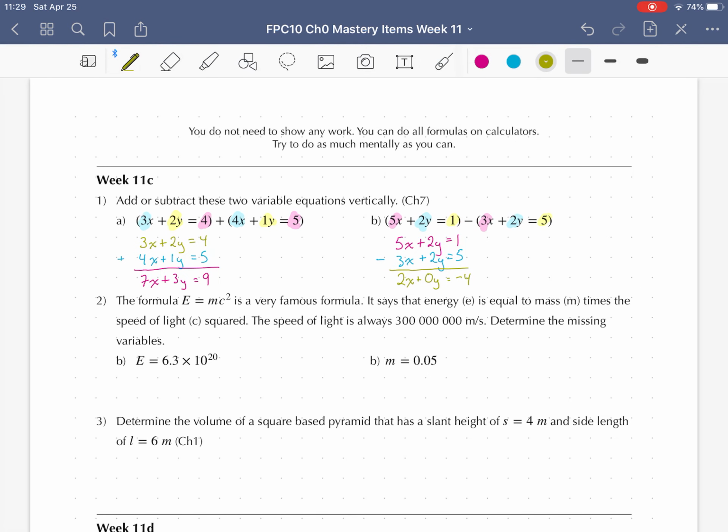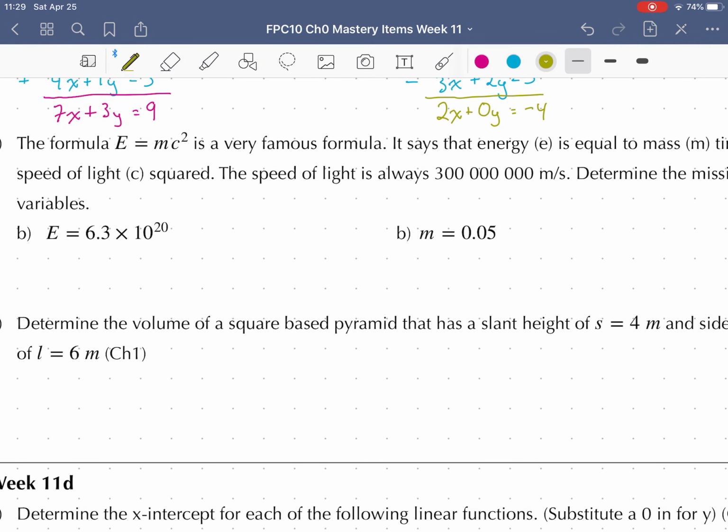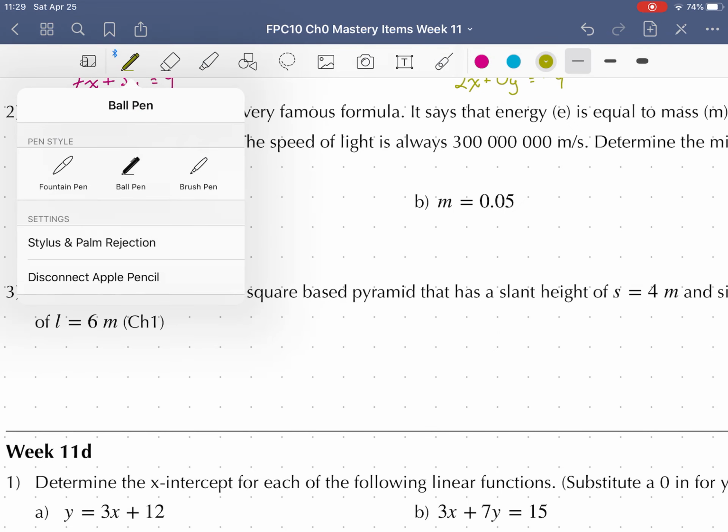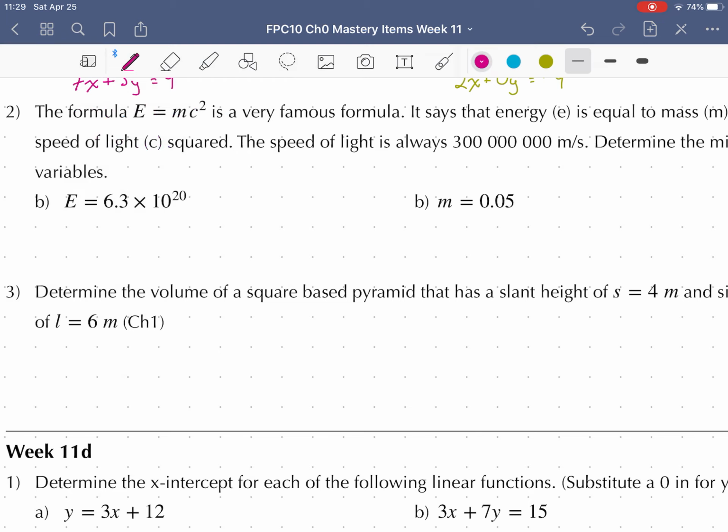All right, question number 2. The formula E equals mc squared is a very famous formula. So we went over this last time, remembering that the speed of light is always 300 million meters per second. So in our first one, we know what our energy is. We don't know what our mass is.